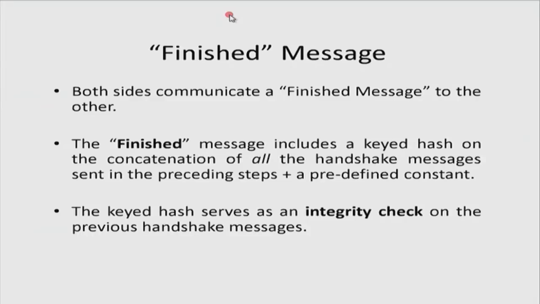So this is the important component in the finished messages. So both sides communicate a finished message to the other. The finished message includes a keyed hash on the concatenation of all the handshake messages sent in the preceding steps together with a predefined constant. The keyed hash serves as an integrity check on all the previous messages. So there are two aspects of this, the integrity checking and just as important, the authentication, especially the authentication of the server to the client. The client to the server authentication takes place through the password as part of the SSL record layer protocol. So the handshake basically creates a secure tunnel, and across that tunnel the client sends its password.